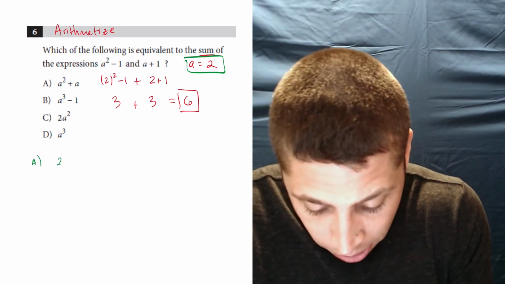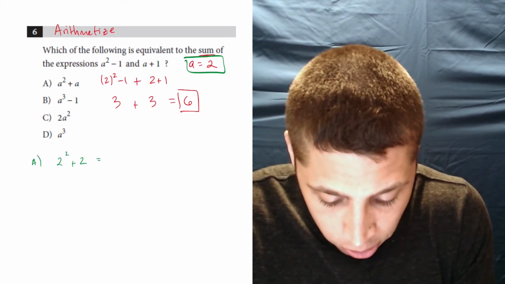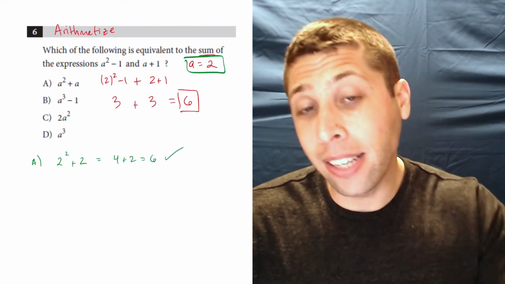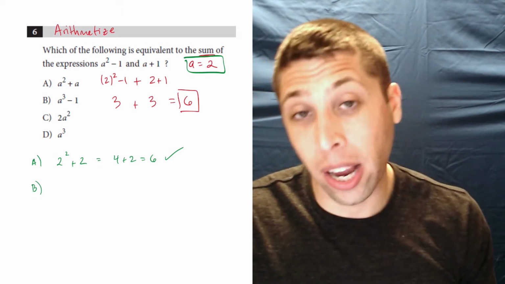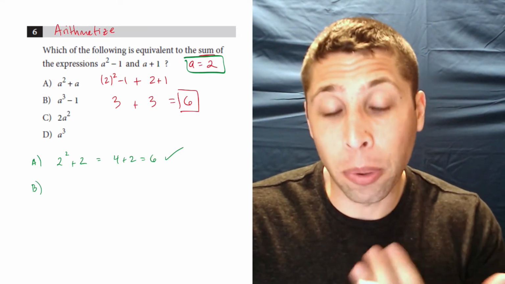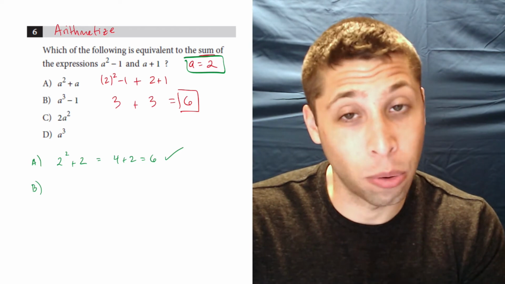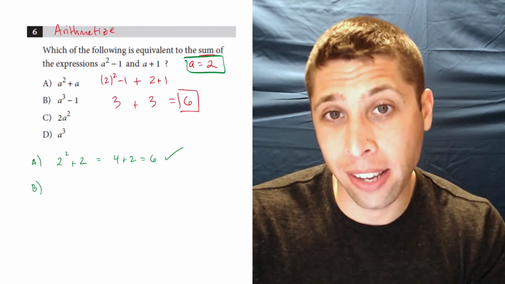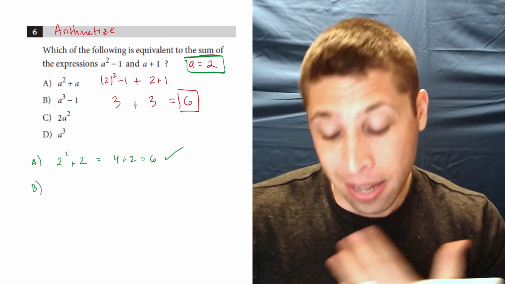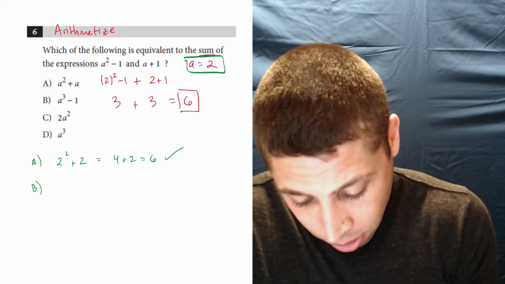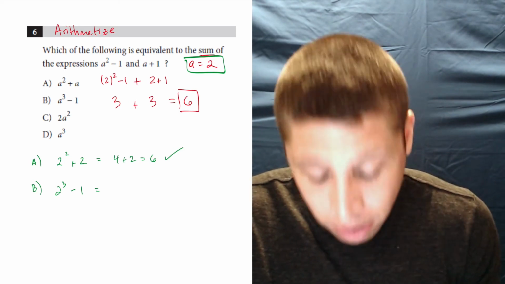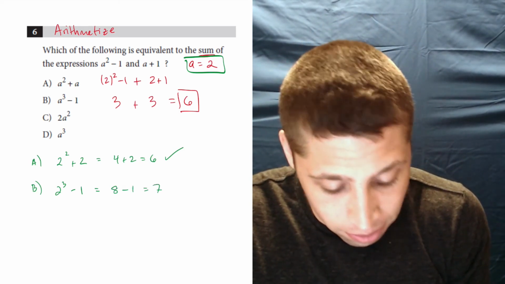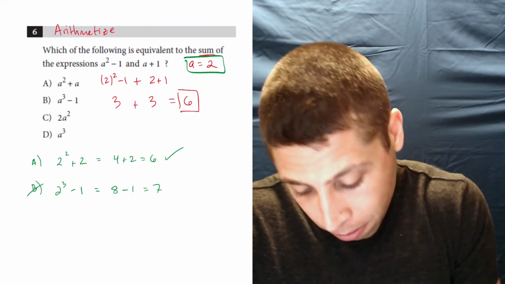Choice A would be 2 squared plus 2. 2 squared is 4, plus 2 is 6. That looks awesome. But I need to check every choice because occasionally when I arithmetize, I end up getting multiple answers that give me the same value. That's okay. It's not the end of the world. That's what would have happened if I had chosen A as 0 or A as 1. But let's see if it happens with 2. So then 2 cubed minus 1. Well, 2 times 2 is 4, times 2 again is 8. Minus 1 is 7. 7 is not equal to 6, so B is wrong.